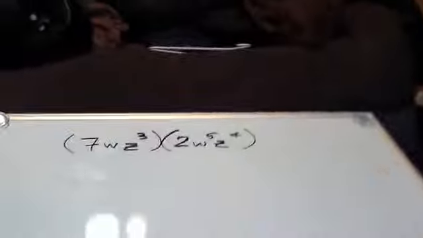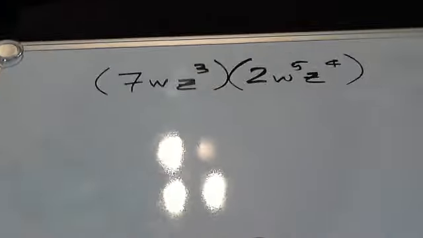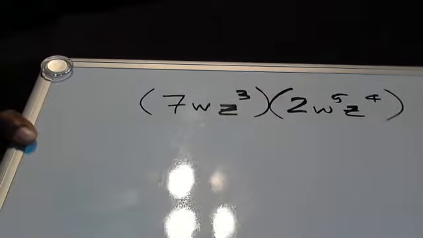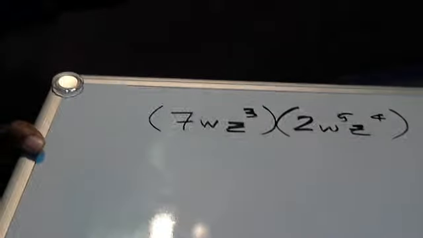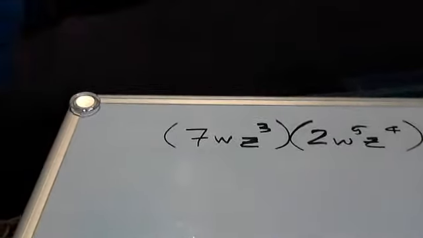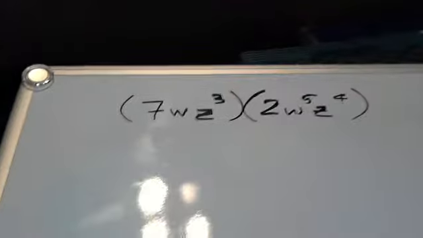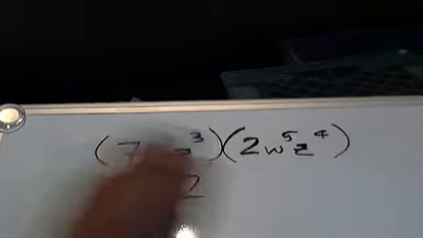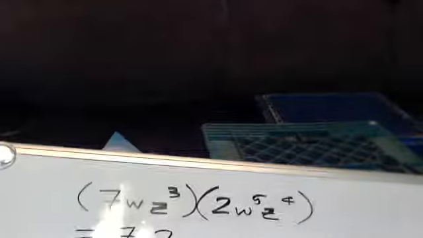This is saying 7wz to the third times 2w to the fifth z to the fourth. What we'll do is just multiply it part by part. When I say part by part, I mean, first thing we got are these numbers, so we might as well multiply those numbers. So this will be a 7 times 2 here.